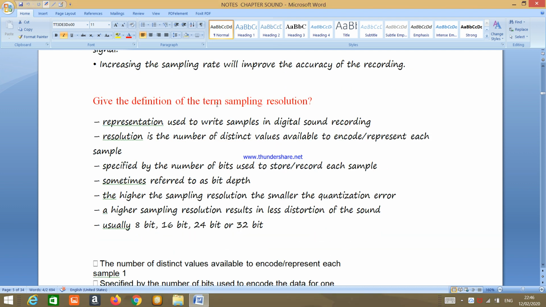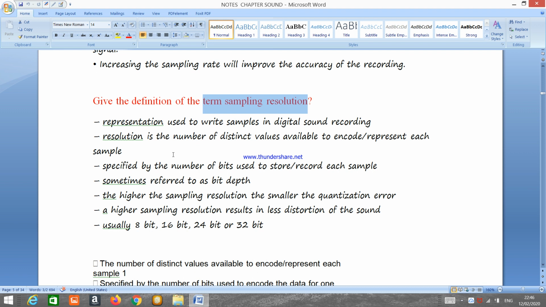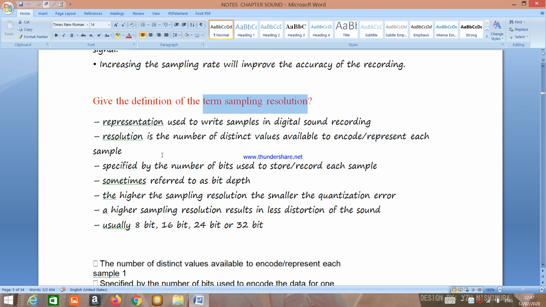Again, we look at the definition. What is sample resolution? Sample resolution represents the number of bits used to represent the sound levels. The more bits you use, the better the quality of the sound will be. And sometimes this is referred to as the bit depth.